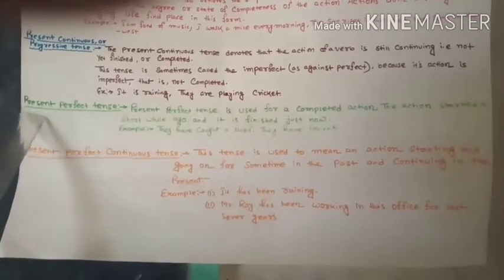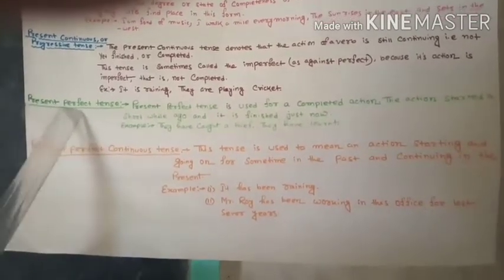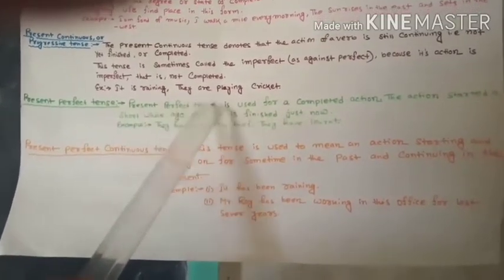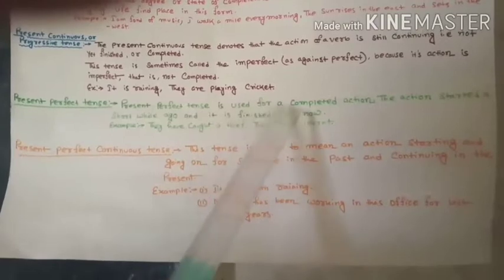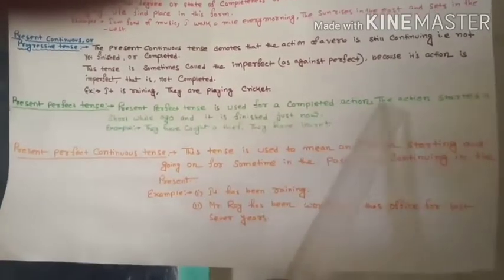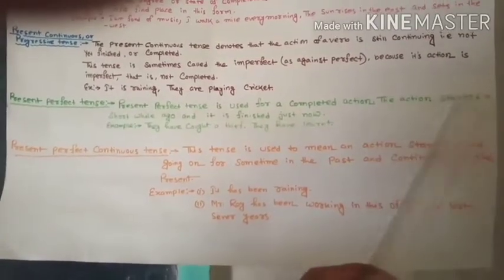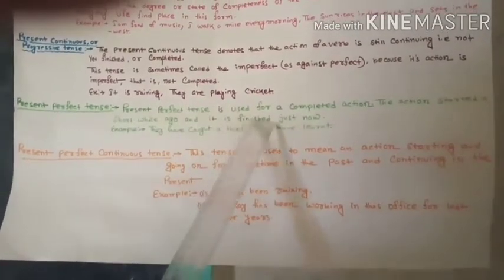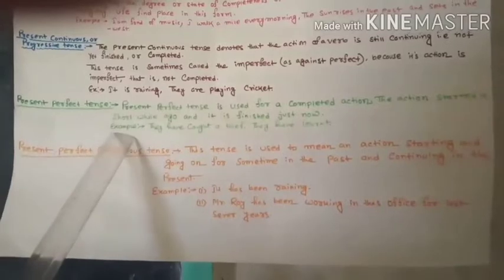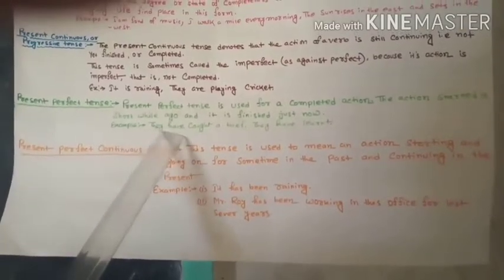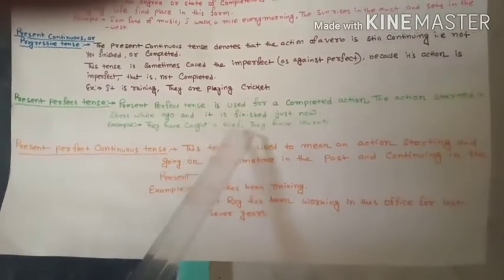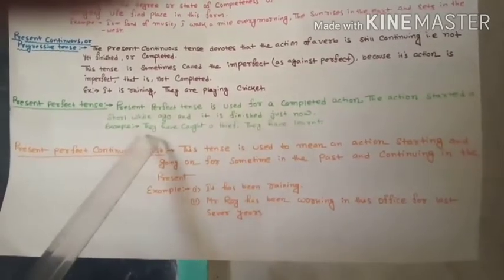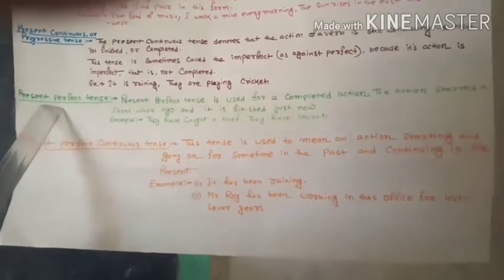So once again, what do we mean by present perfect tense? The definition is: present perfect tense is used for a completed action. The action started a short while ago and it is finished just now. For example, you can say, they have caught a thief. And the next example is, they have learnt. So these are examples of present perfect tense.